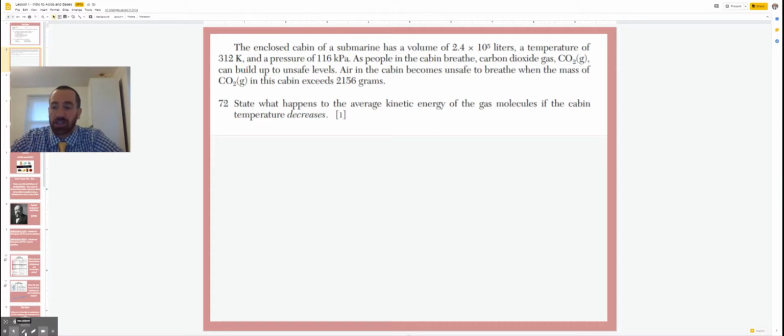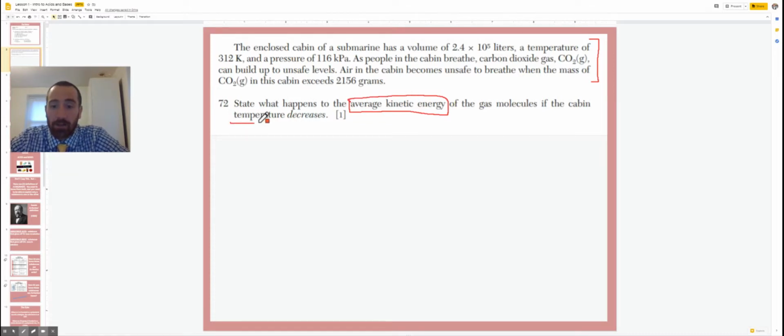All right, so this question, like I said, looks pretty scary. There's a little paragraph here with scientific notation, kilopascals, which is pressure. We haven't talked a lot about that. We have temperature in Kelvin, and a lot of different moving parts. This question looks really tricky, but we can totally do it if you stop and think. State what happens to the average kinetic energy of the gas molecules if the cabin temperature decreases.